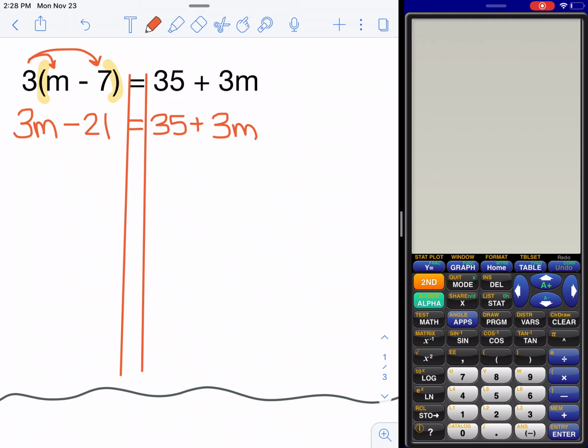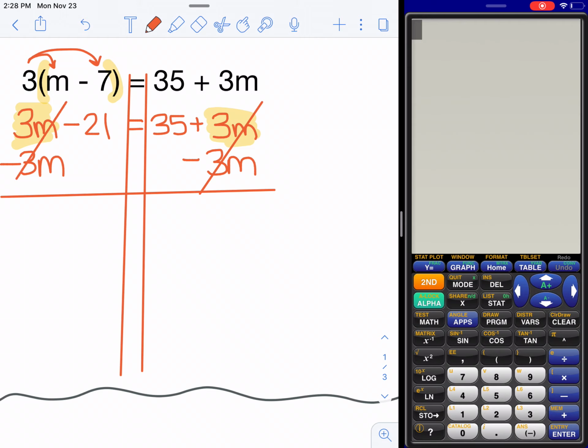All right, so I already noticed something, and the thing that I notice is that I have the same number of variables on both sides. I don't have any terms to combine, but I see 3m on both sides. Typically, my next step would be to combine by moving one of my variables to the other side of the equation. So let's say I want to subtract this 3m so that it cancels, and I want it to come over here with my other 3m. Now the problem here is 3m minus 3m is still 0. So I'm left with an equation that says -21 equals 35.